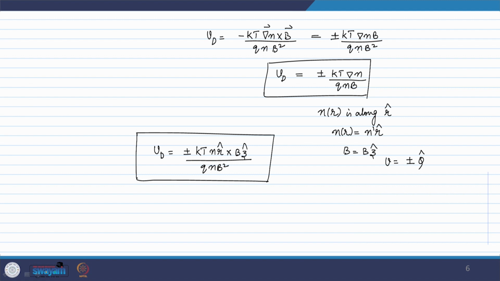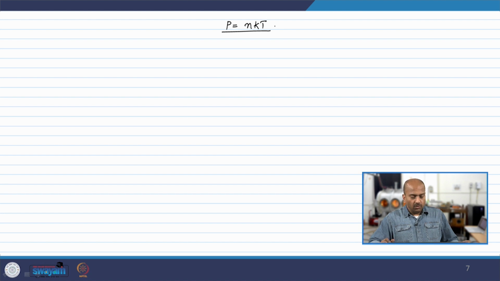So, at constant temperature, if you take the temperature to be constant, we can write the ideal gas equation as P is equal to, let us say, n k T. Okay. So, we will continue this discussion in the next lecture, where we will conclude the discussion on the diamagnetic drift and also try to understand the parallel drift, that is, when the pressure gradient is parallel to the magnetic field.